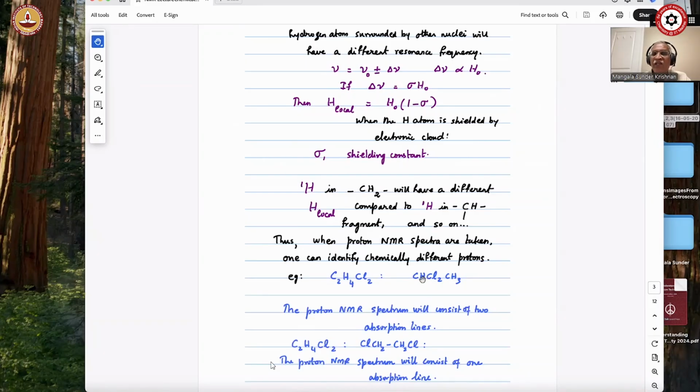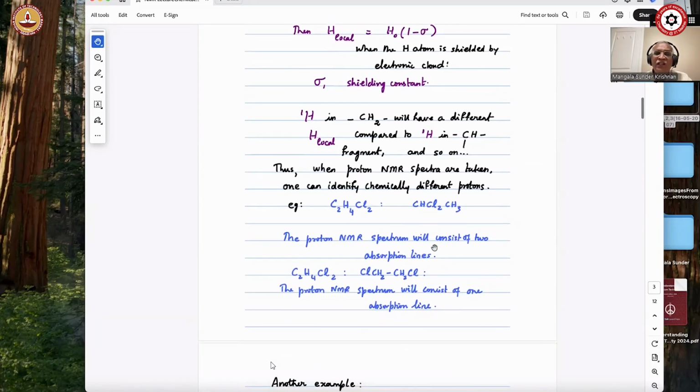This proton sees the magnetic field, all of it, but this proton sees less of it because the electronic density around it is more, and therefore the electrons shield it. So you can see that the proton NMR spectrum now will contain two absorption lines: a line corresponding to this carbon and a line corresponding to this carbon.